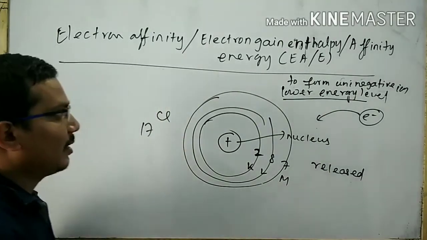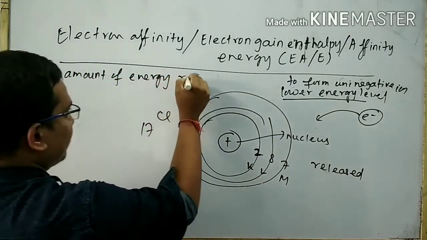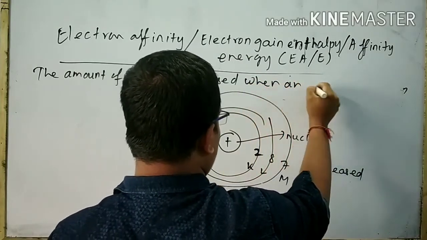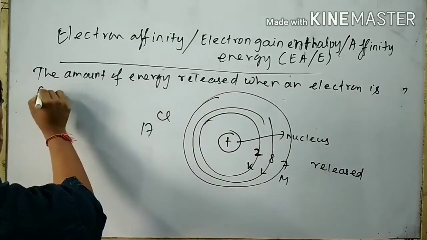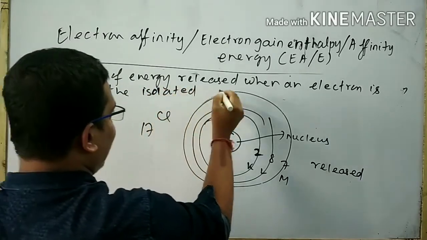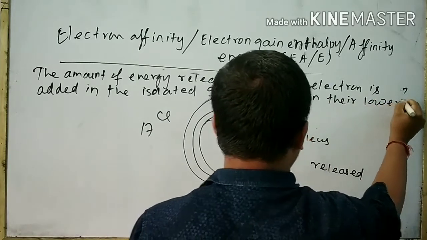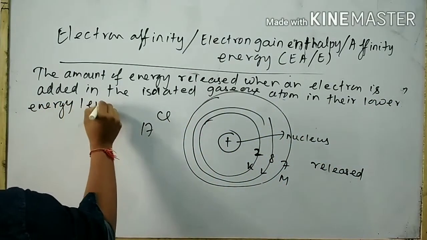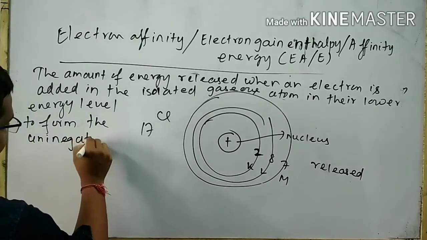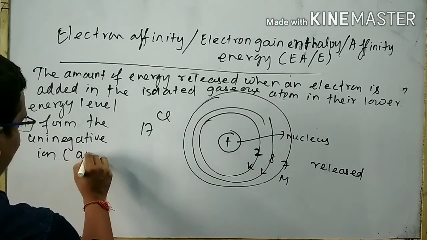That's why we can write the definition of electron affinity: the amount of energy released when an electron is added to an isolated gaseous atom in the lower energy level to form the uni-negative ion, that is, the uni-negative anion.